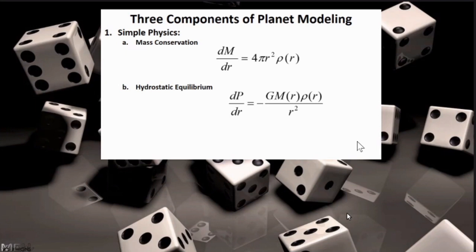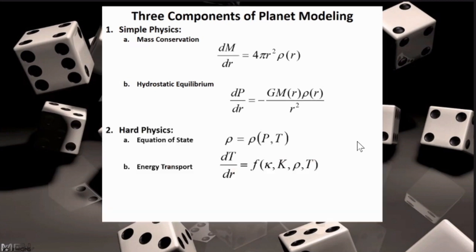If the body is rotating, for example, you might have to add centrifugal force. But typically, for the planets that we think about, rotation is relatively small, and that's a small perturbation, not essential to the physics. Okay, so that's part one. Part two is the hard physics.